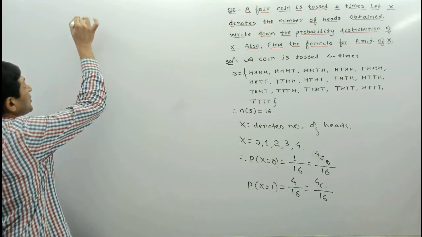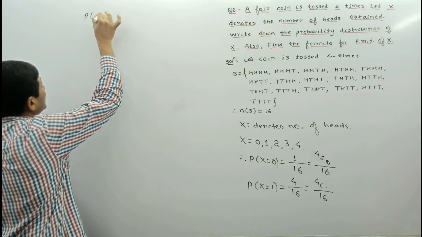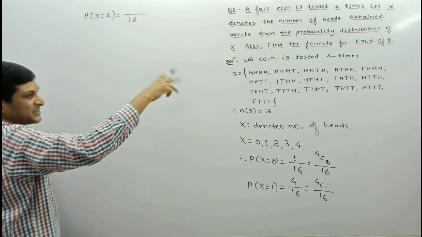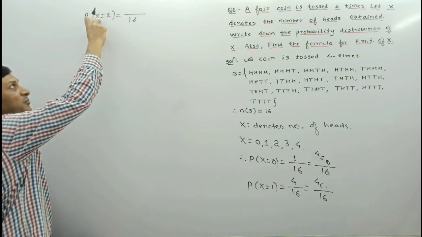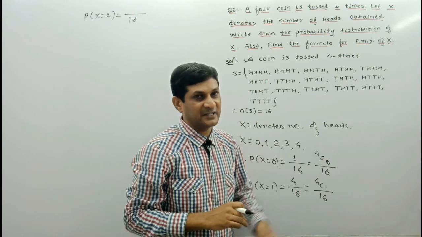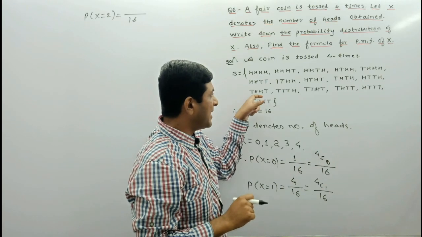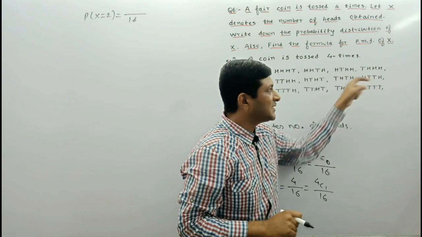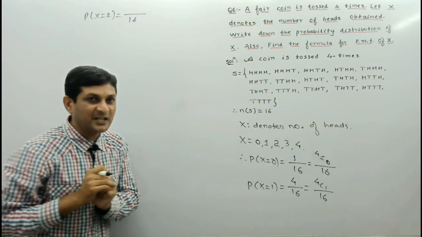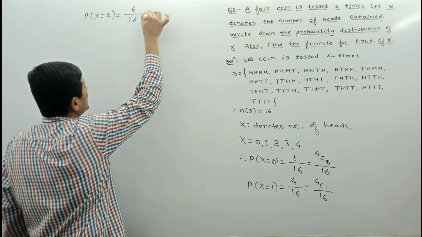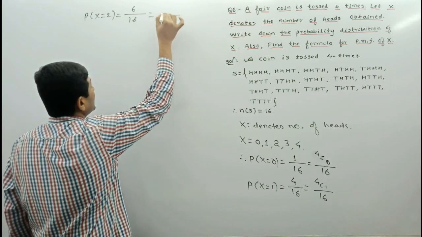Then we are finding probability of x is equal to 2. So here total outcomes are how much? 16. In these 16 outcomes, check how many elements are there in which x is equal to 2. X is equal to 2 means number of heads are 2. So number of heads are 2 appears in this element also. 1, 2, 3, 4, 5, 6. Total 6 elements are there in which number of heads are 2. So here we are getting probability 6 upon 16, in the denominator 16, keep it as it is.